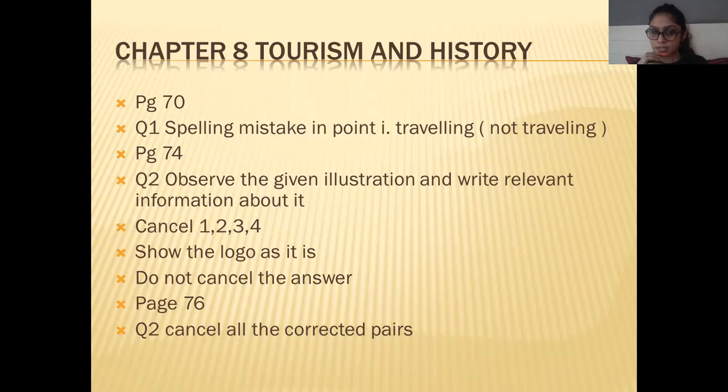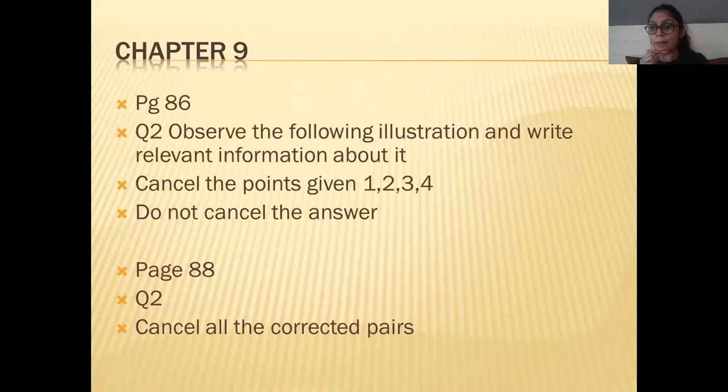Page number 76. Cancel all the corrected pairs again, because you just have to identify the wrong pair. Now, chapter number 9, that is heritage management. On page number 86, again, there's a picture study. The question is going to be, observe the following illustration and write the relevant information about it.